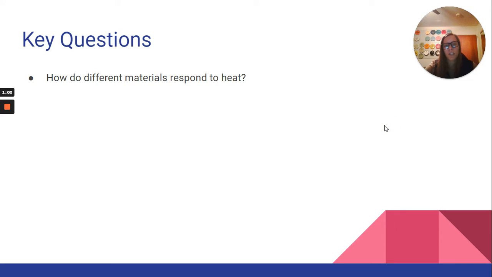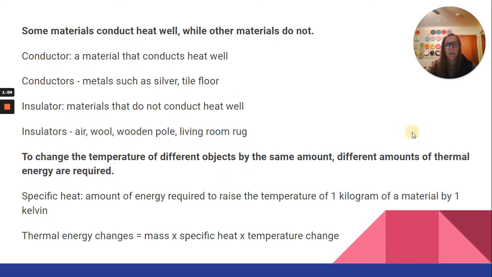So, only one key question today, and that's how do different materials respond to heat? So, some materials conduct heat well, while other materials do not. So, a conductor is a material that conducts heat well. Conductors are metals such as silver or tile floor. An insulator is materials that do not conduct heat well. So, insulators include air, wool, wooden pole, or a living room rug.